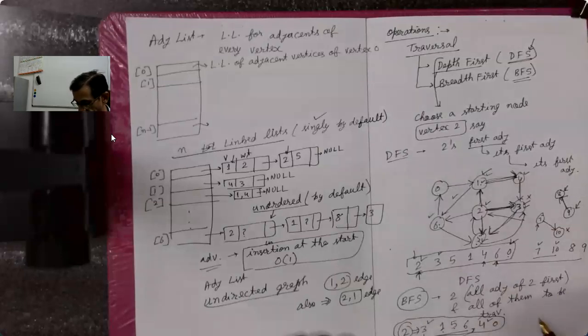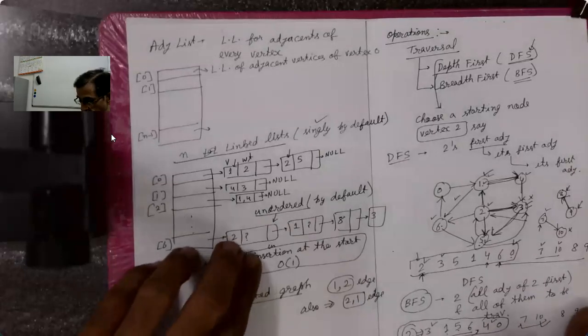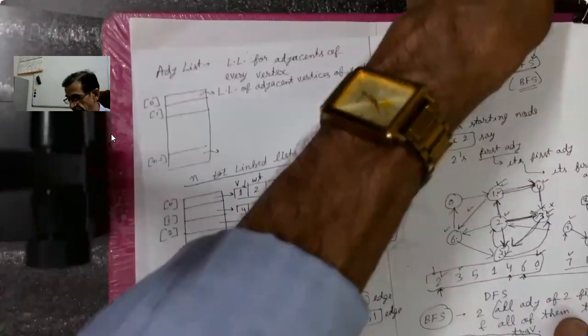Some are totally untraversed at all. So I will go to, let's say, 7. 7's all adjacent to be covered. Then 10's adjacent, if any. Similarly, 8 and 8's adjacent. Then 9 and 9 adjacent. So the wording is very similar to what we have done in case of a tree.